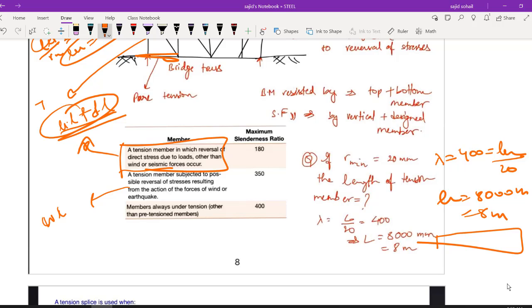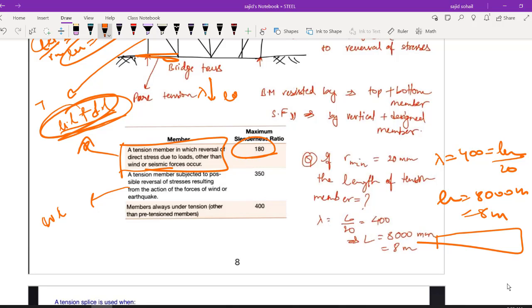So in this case, where reversal can happen of my dead load and live load, you should drastically decrease your lambda. Your L effective should be less. It should be very close to that of compression members, and your maximum slenderness ratio will become 180.